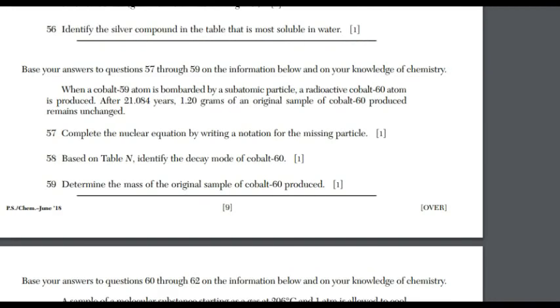Okay, we're on to questions 57 through 59. We're told that cobalt-59 is bombarded by a subatomic particle. We get a radioactive cobalt-60 atom. After 21.084 years, 1.20 grams of the original sample produced remains unchanged. Okay. 57. Complete the nuclear equation by writing the notation for the missing particle. That means that this is on your answer sheet, so let me call that up.